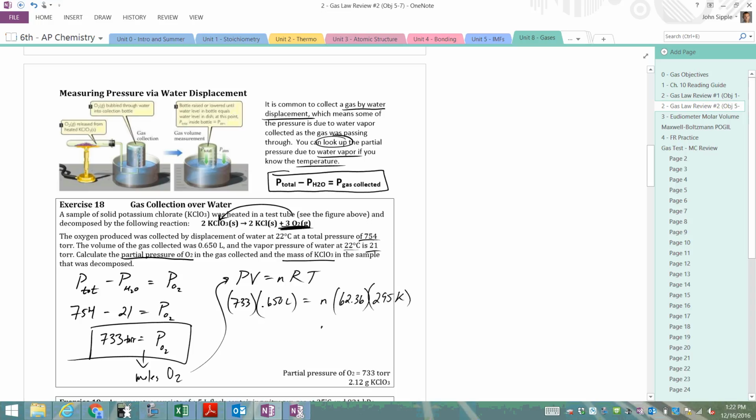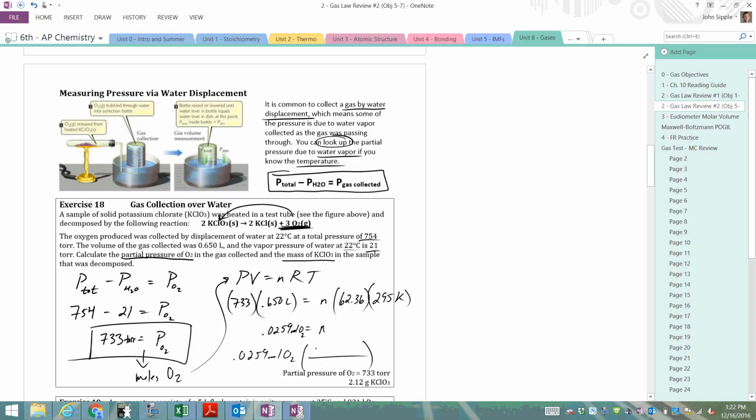So if we do the algebra there, solve for our moles of O2, we end up with 0.0259 moles of O2. Okay? All right, so since we know moles of O2, 0.0259 moles, we do a little stoichiometry here.